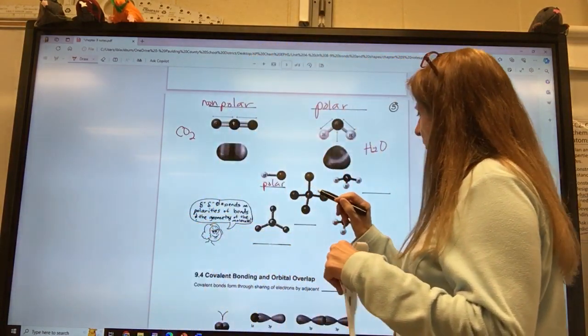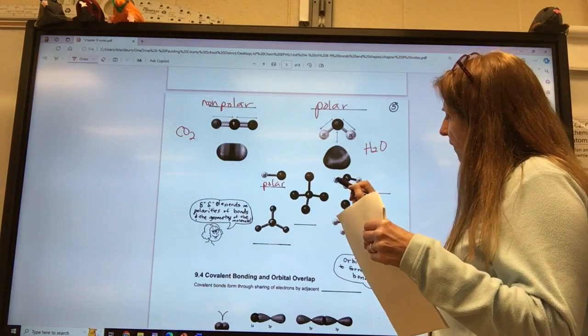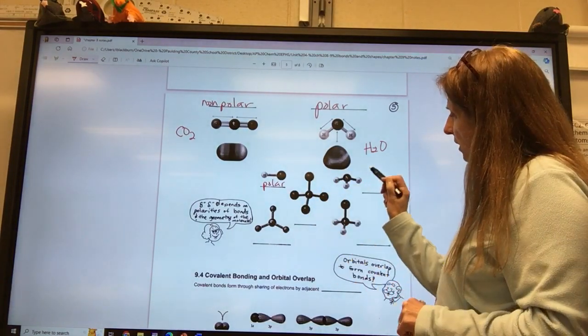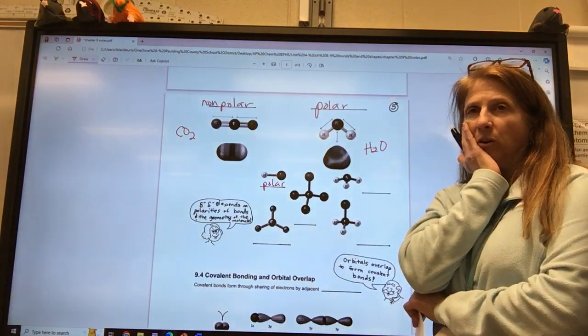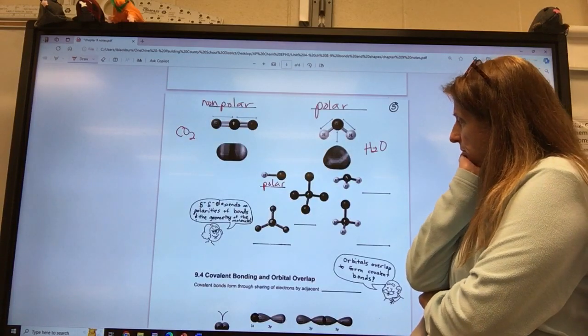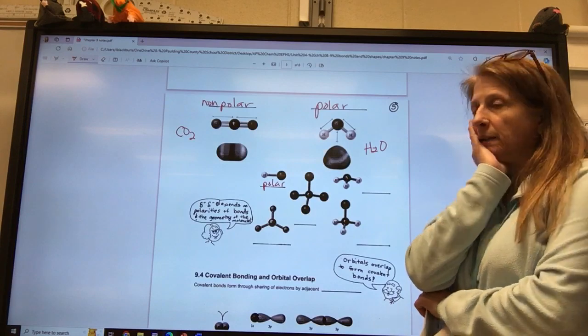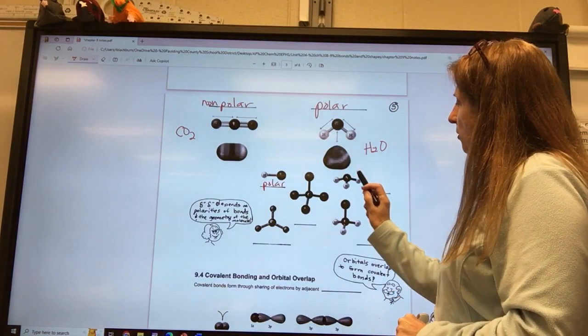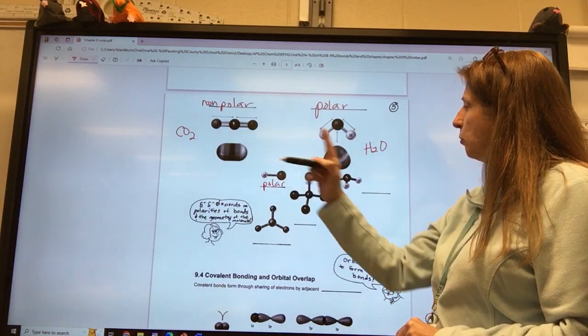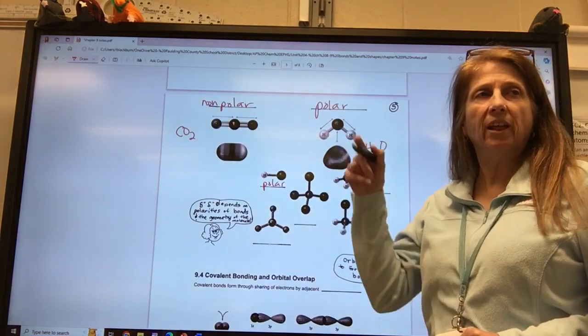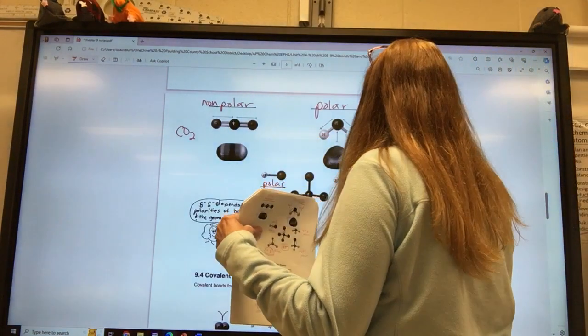Okay, moving on around. Let's do this one. This is ammonia. Do you think it would be polar or non-polar? Polar. Why? There's nothing on the top. The arrows are all pointing up and toward it. There's nothing to counterbalance it, so it's polar.